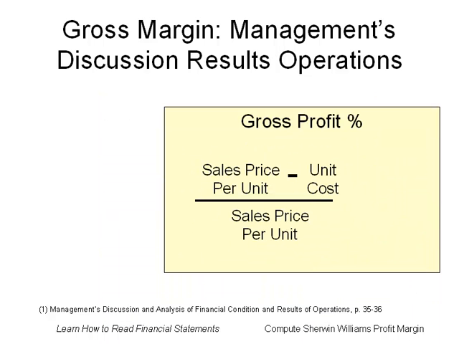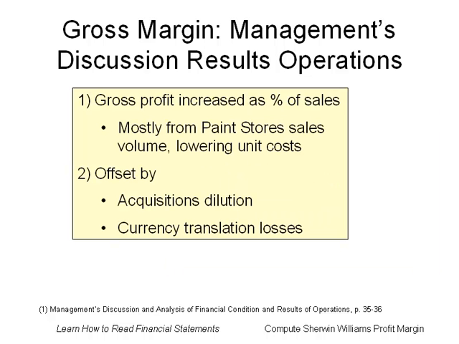What does affect your gross profit percentage is the sales price per unit and the unit cost. If you increase your selling prices, your gross profit percentage will increase. Alternatively, if you decrease your unit costs, your gross profit percentage will increase. This is what caused Sherwin-Williams' gross profit percentage to increase. The fixed manufacturing costs of the product must have been spread over more units produced and sold, lowering the unit cost. In summary, the gross profit percent increased mostly from manufacturing and selling more paint from the paint stores, and thereby lowering the unit costs.